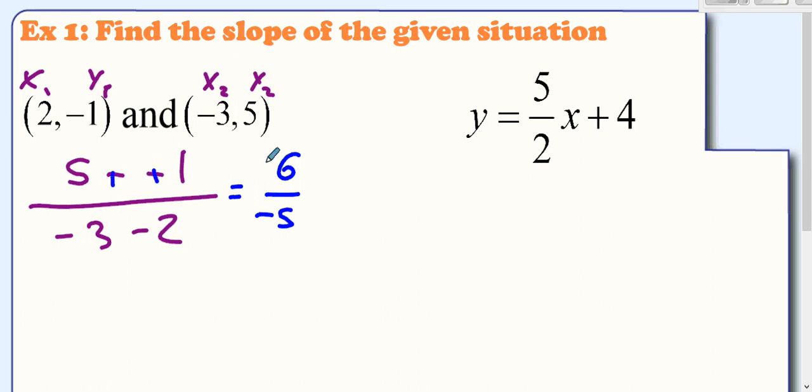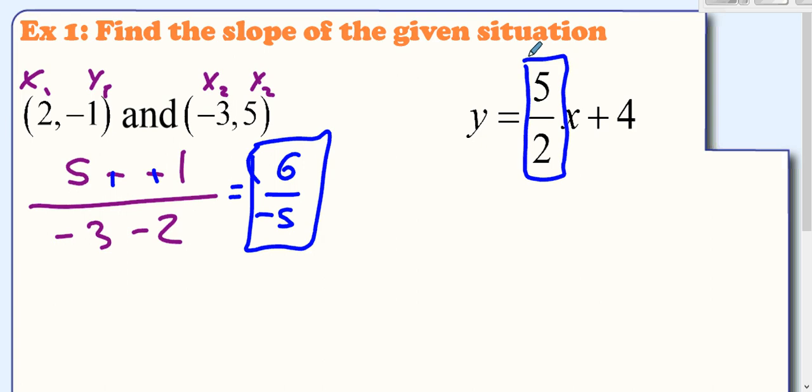Minus negative is plus, that's where we get 6. And then negative 3 minus 2 is negative 5. So that is the slope. That means down 6 over 5 to the right. And in y equals mx plus b, there's your slope, 5 halves, which means up 5 over 2, because it's always rise over run.